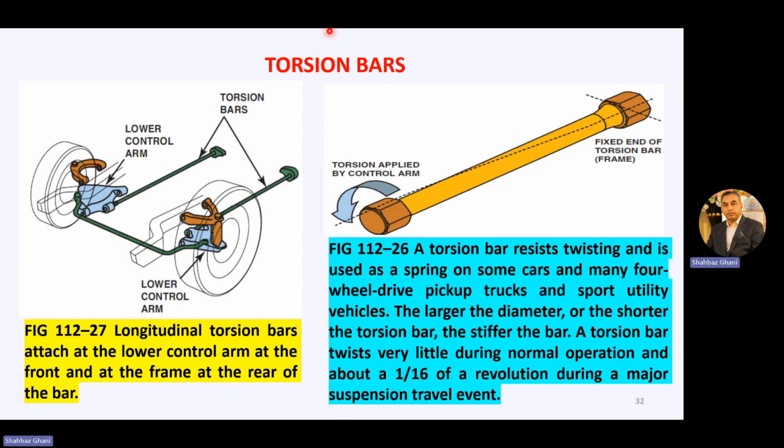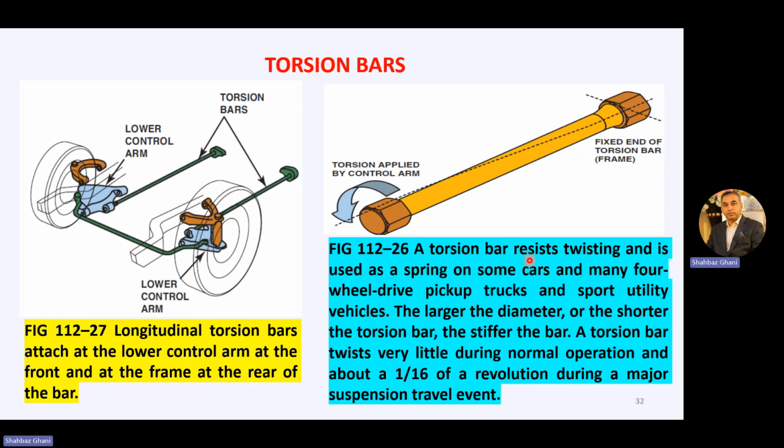Now the third was the torsion bars. First, let's read this. Longitudinal torsion bars are attached to the lower control arm at the front and to the frame at the rear of the bar. So we have this suspension system: the upper ball joint, the lower ball joint, and the torsion bars, which are attached with the lower control arms along with the frame. Let's see what the torsion bar does.